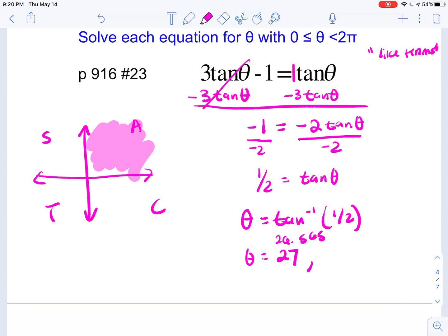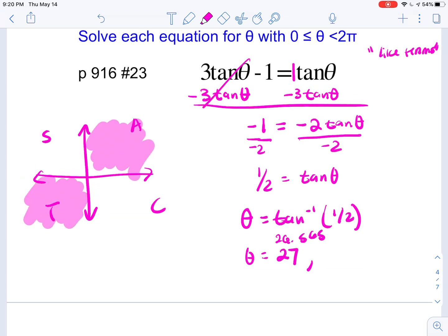So what is our other angle measurement here? Well, we want a value where tangent is positive. So all students take calc. We are in quadrant 1, which is the 27 degrees, and quadrant 3, which is an angle that has 27 as its reference angle. So how do we find that? Well, we know it has to go all the way through 180 plus the additional 27, leaving us with 207. Okay, so those are my two angles rounded to the nearest degree.